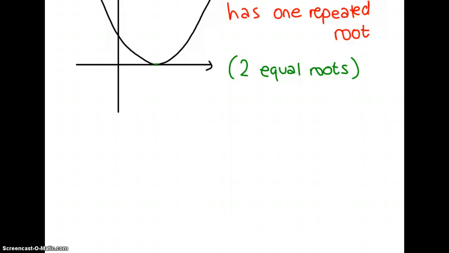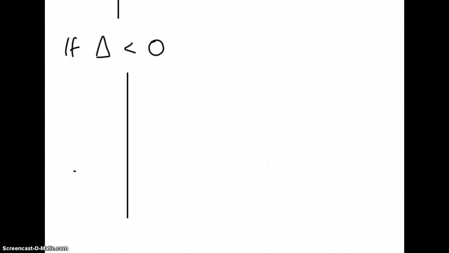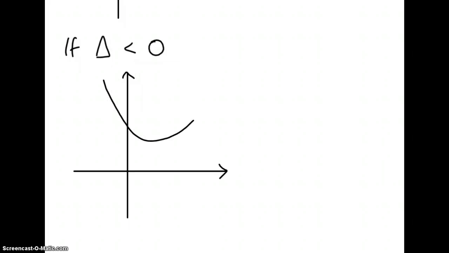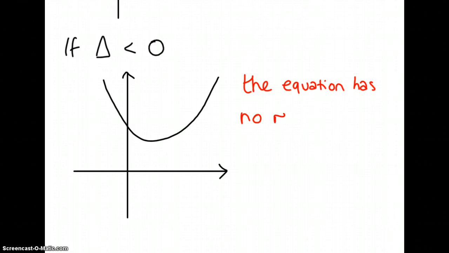And the last situation we can have with the discriminant is that if the discriminant is less than 0, or a negative number. And we should know that if we have a negative number under a square root sign in that quadratic equation, then it's impossible to take the square root of a negative number. We don't take the square root of a negative number. So the graph looks like that, and we say that the equation has no real roots.